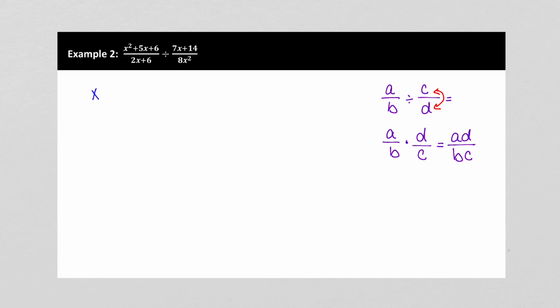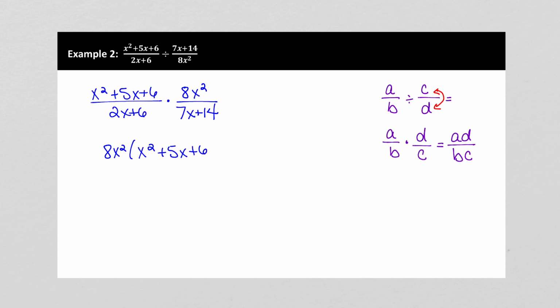So we've got x squared plus 5x plus 6 over 2x plus 6. And then we'll do times and flip the second. 8x squared on top, 7x plus 14 on the bottom. So 8x squared will be distributed to x squared plus 5x plus 6. And on the bottom we have 2x plus 6 times 7x plus 14. We'll be foiling that.